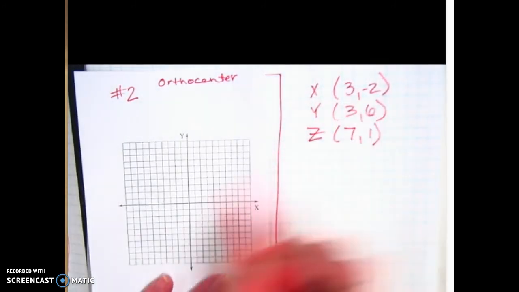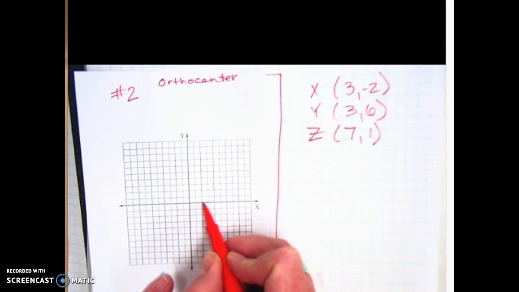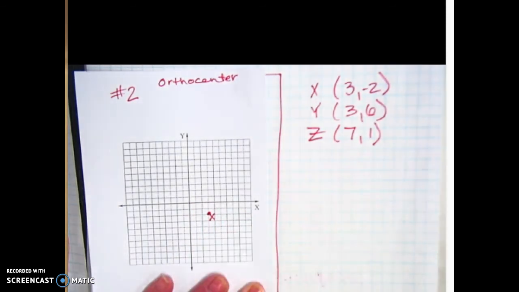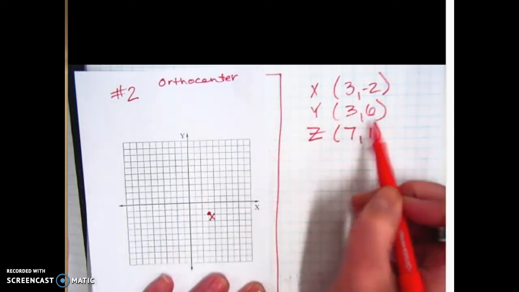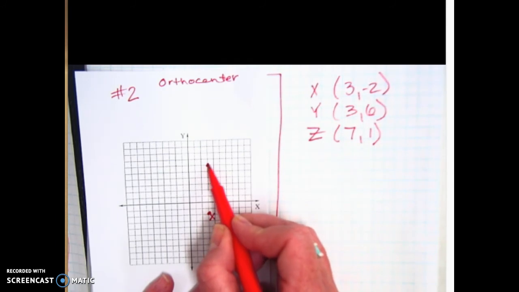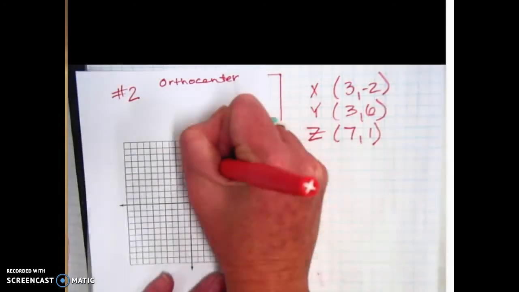So this one's at 3, -2. So we're going to go 3 to the right. 1, 2, 3. Down 1, 2. Put a point. Call it X. The next one is at 3, 6. So 3 to the right. Up 1, 2, 3, 4, 5, 6. Put our point. Call it Y.